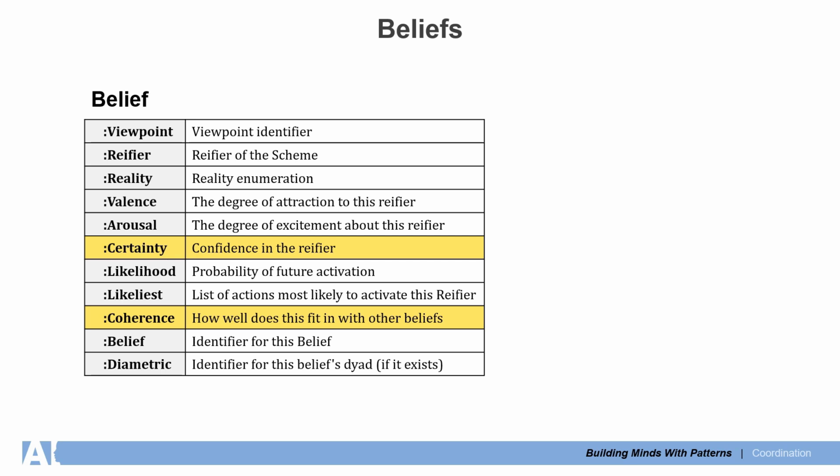Certainty is the degree of confidence that the reifier is true, and coherence identifies the degree to which the reifier fits in with others in the context. Likelihood is the probability of future activation, and actions most likely to activate this reifier are tracked. The belief has an identifier, and it also has a diametric, which is the identifier of the belief's dyad, if it exists.